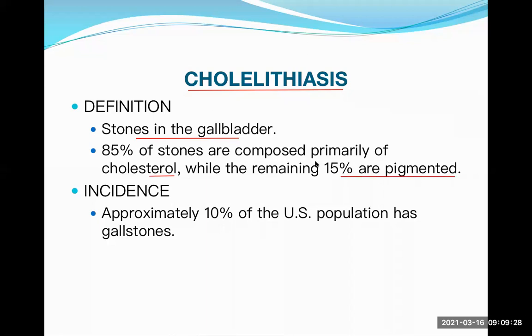In pathology, you have already studied that. Mostly they are cholesterol stones, and the remaining are pigmented stones. Now, why are they pigmented? Which pigment is important for the formation of this stone? Bilirubin. Yes, that bilirubin is the pigment, and especially the unconjugated type of bilirubin is important here.